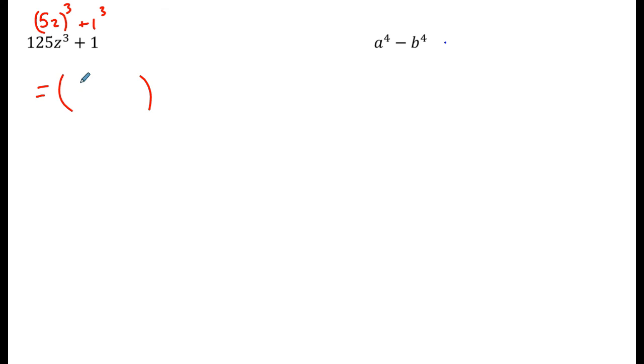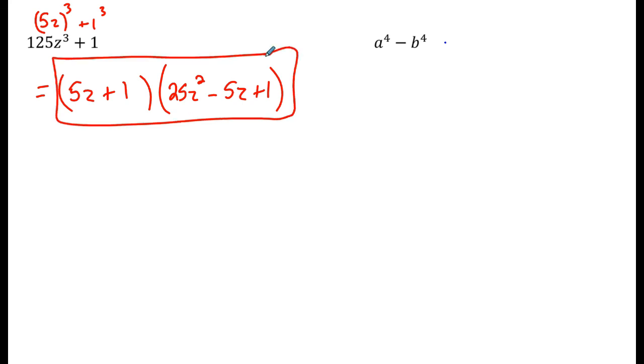So who's my linear term? What gave me 125z cubed? Well, 5z did, plus 1, because 1 cubed is 1, times square the first. Okay, how do I square 5z? 25z squared. Opposite sign, multiply them together, square the last. 1 squared is 1. Done. That's how we do the sum and difference of perfect cubes. It's just knowing that general idea and that general formula.